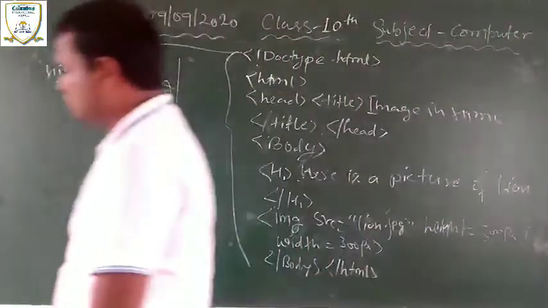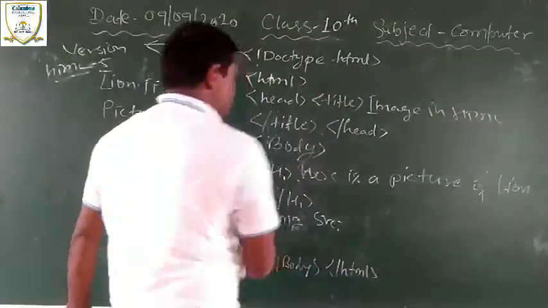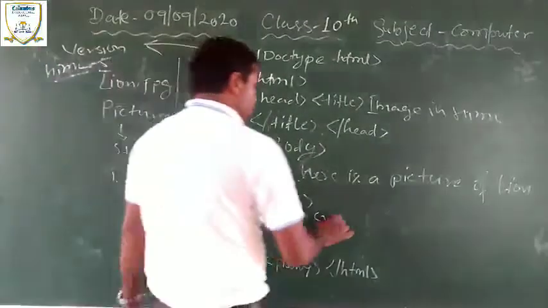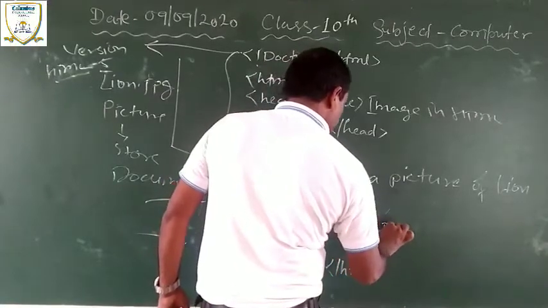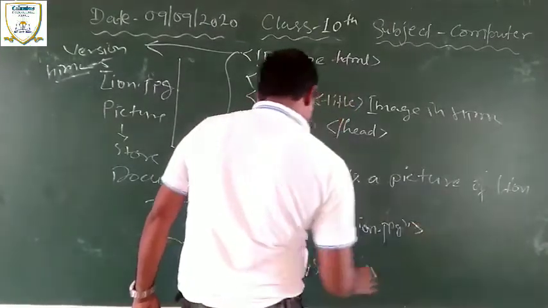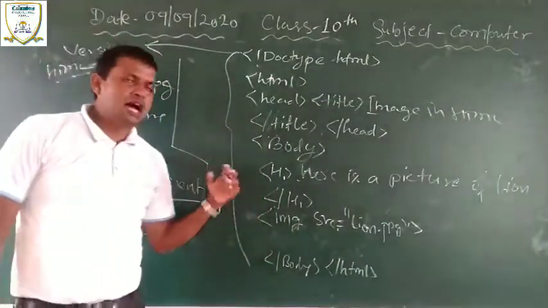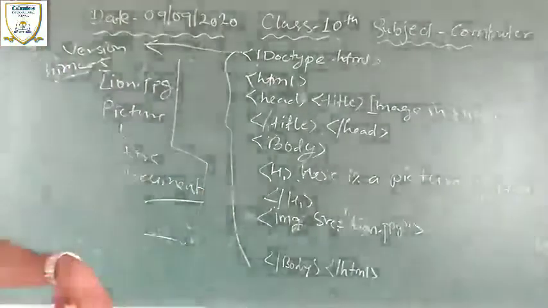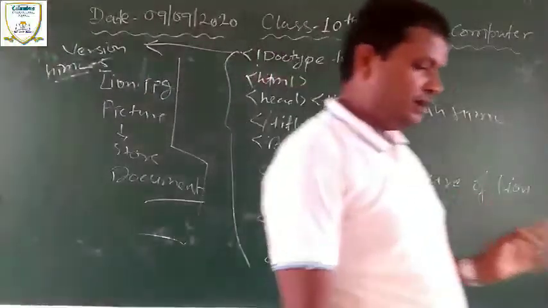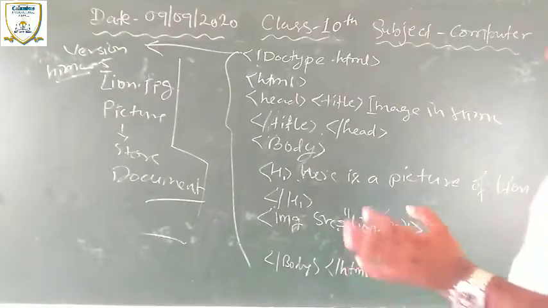In the next video I will teach you height, width and alignment, but for now you just insert a simple image: src lion dot jpg. Simple image insertion. In this video it is clear how to insert a picture in a document. If you have any confusion, you may ask in the WhatsApp group.